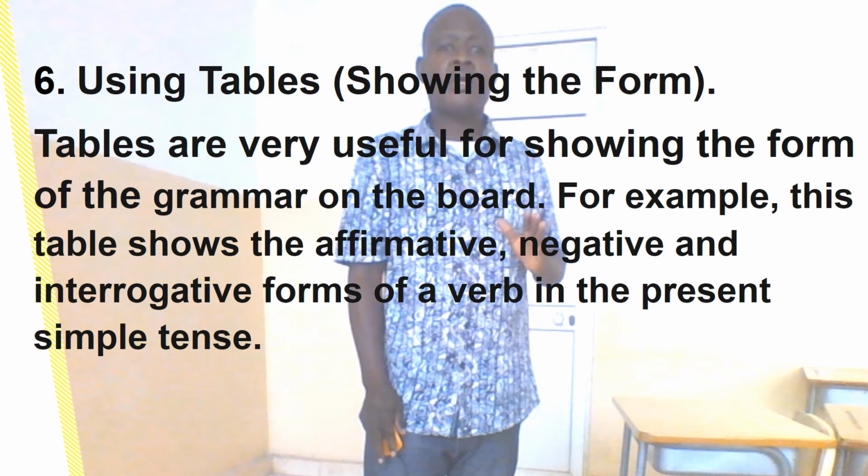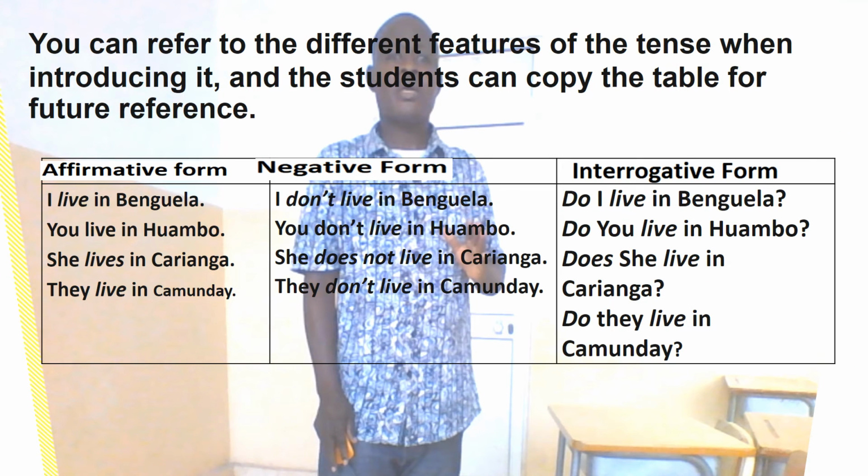6. Using tables showing the form. Tables are useful for showing the forms of grammar on the board. For example, this table shows the affirmative, negative, and interrogative forms of the verbs in the present simple tense. You can refer to different features of the tense when introducing it, and the students can copy the table for future reference. Affirmative form: I live in Benguela. Negative form: I don't live in Benguela. Interrogative form: do I live in Benguela?